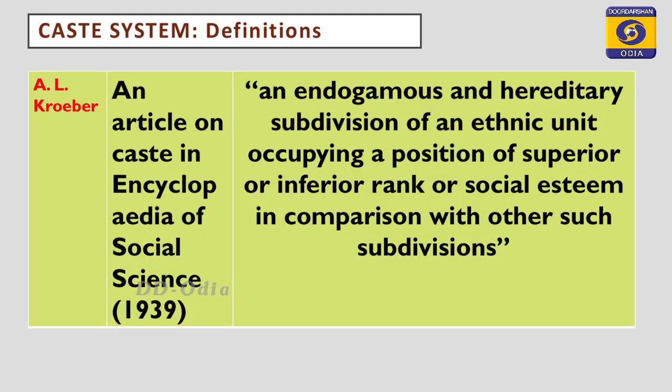Okay. So, moving to the next. Another important sociologist, A.L. Kroeber, in his article on Caste in the Encyclopedia of Social Sciences, published in 1939, has defined the caste system by saying that it is an endogamous and hereditary subdivision of an ethnic unit occupying a position of superior or inferior rank or social esteem in comparison with other social subdivisions.